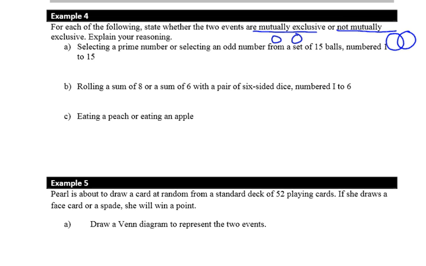So let's go back to this first question. Mutually exclusive or not mutually exclusive? Are there odd numbers that are also prime? Some prime numbers are 2, 3, 5, and then odd numbers, 1, 3, 5. They have overlap, so therefore not mutually exclusive. Rolling a sum of 8 or a sum of 6? Can you roll both at the same time?